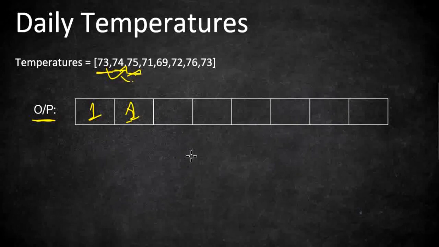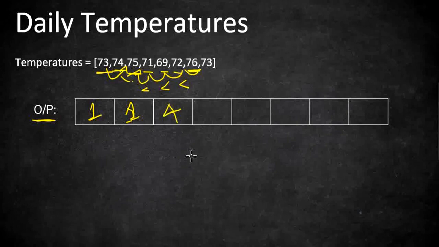From 75, if you check the next day, it is 71, which is actually less than the current day. Moving to the next day, it is 69, which is also less than 75. Going further, it is less than 75. And finally, there is 76, which is higher than 75. So you have to wait exactly 1, 2, 3, 4 days to reach a warmer temperature than the current day. So I'm going to fill 4 here, and the same goes with the rest of the days.